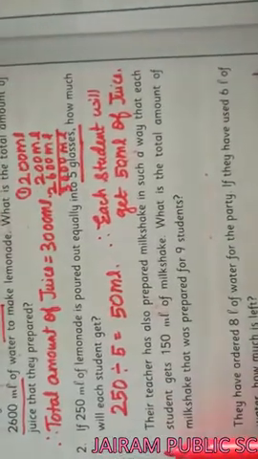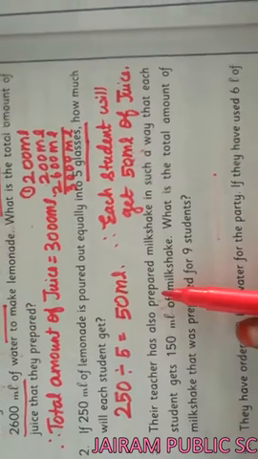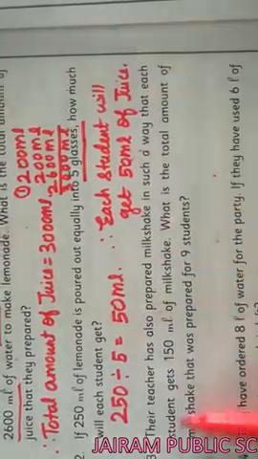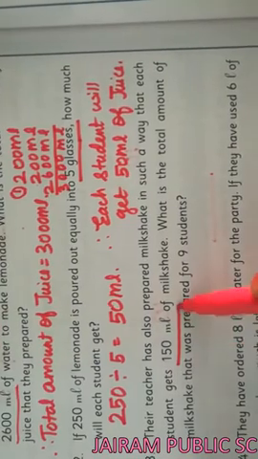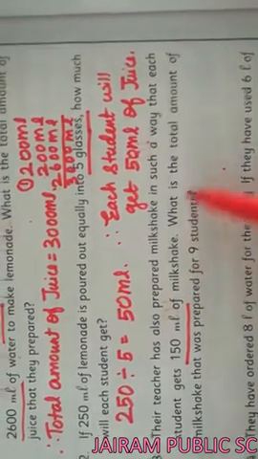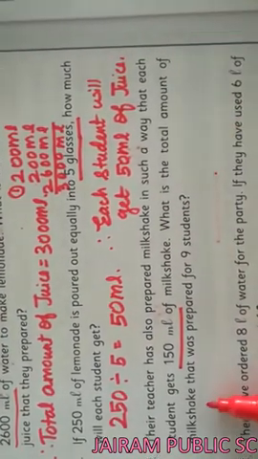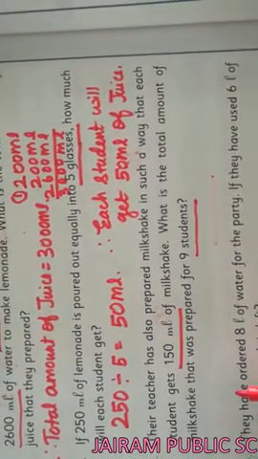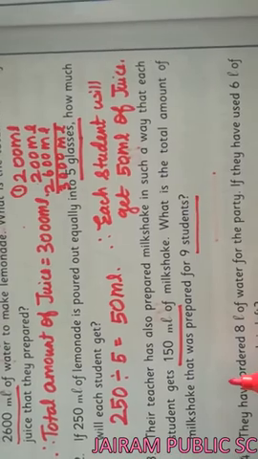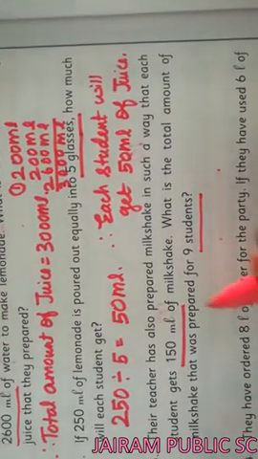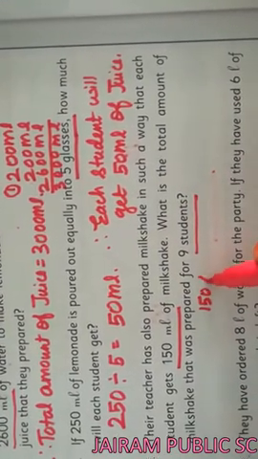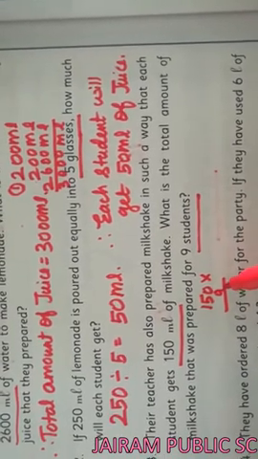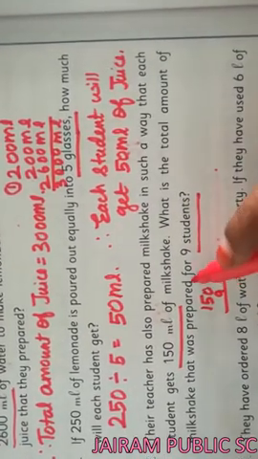Next, third question. The teacher has also prepared a milkshake in such a way that each student gets 150 ml of milkshake. What is the amount of milkshake that was prepared for 9 students? Here we have to use the operation multiplication. 150 multiplied by 9. For that we have to multiply the numbers using the place value method.